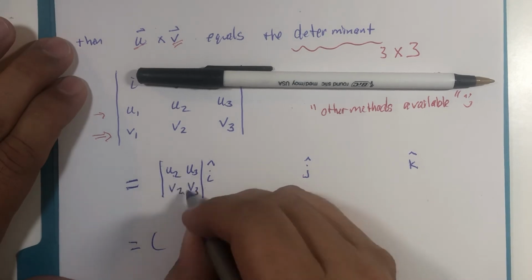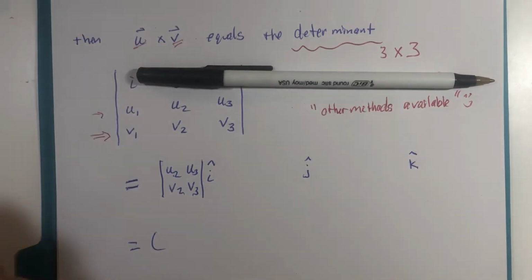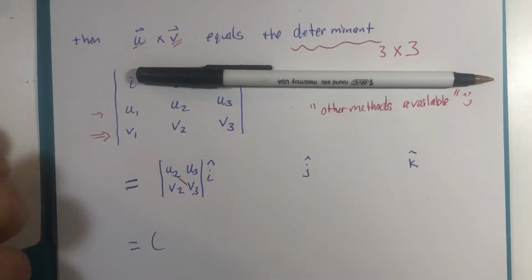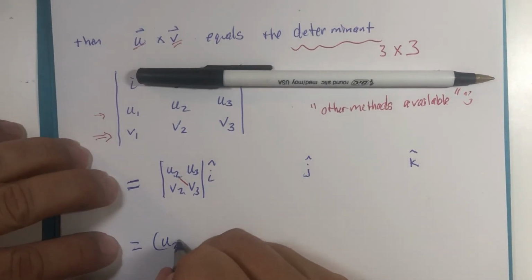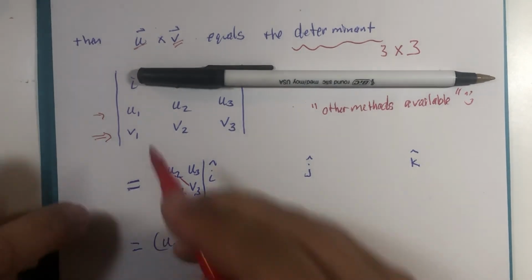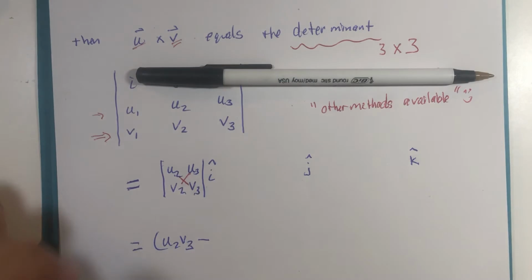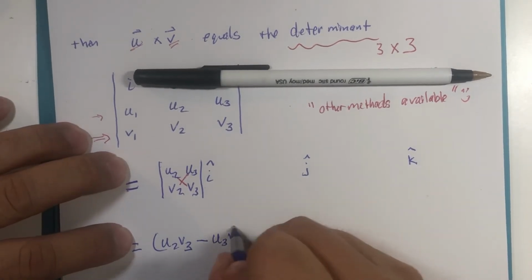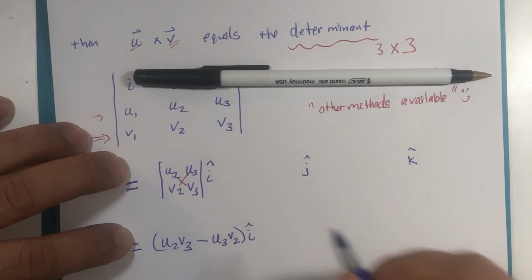So this diagonal, if you recall, for a 2 by 2 matrix, U2, V3 minus this diagonal, U3, V2 multiplied by the I component.